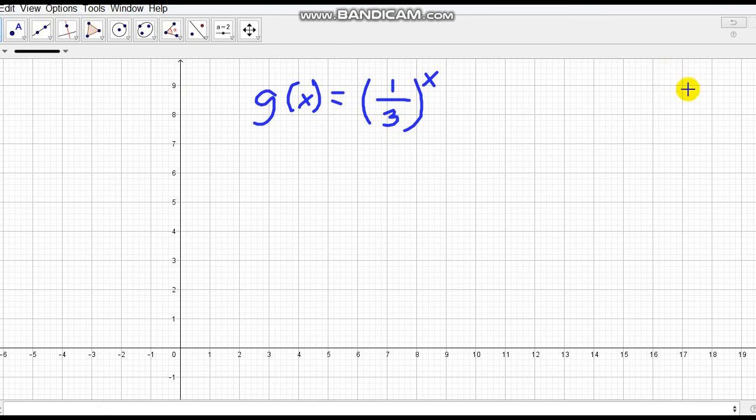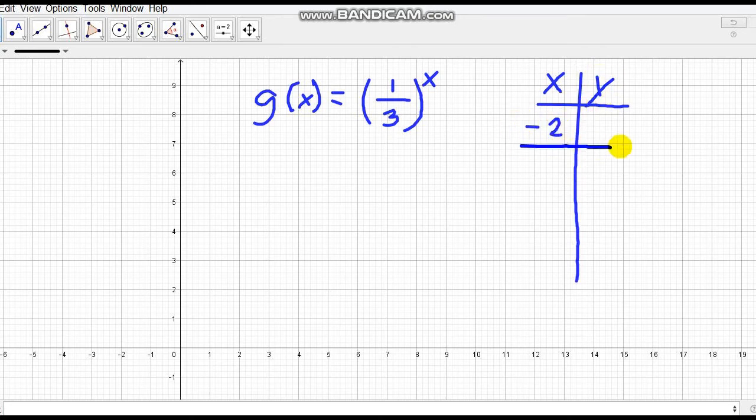Let's have another example. This is g of x is equal to 1/3 raised to x. Let's graph this exponential function. Let's start by constructing a table of values. So this is x and y. x is -2, -1, 0, 1, and 2.